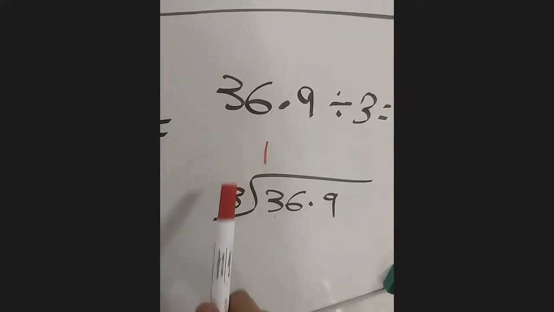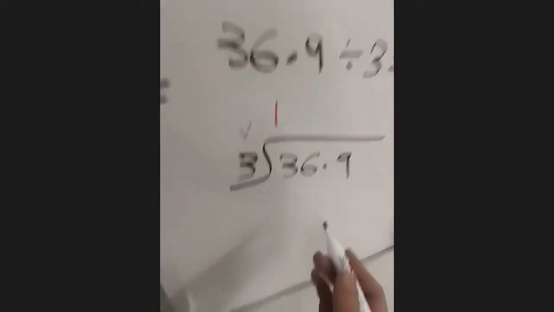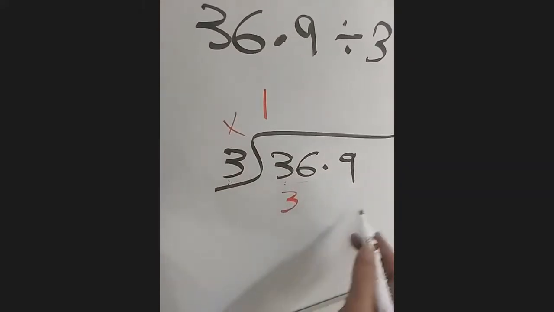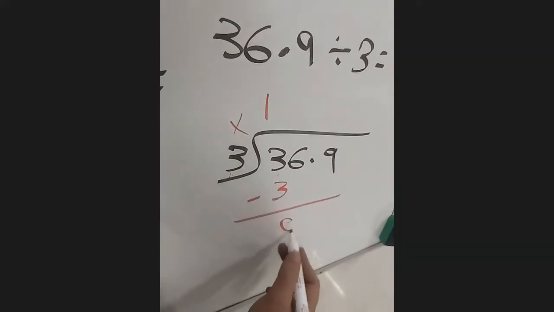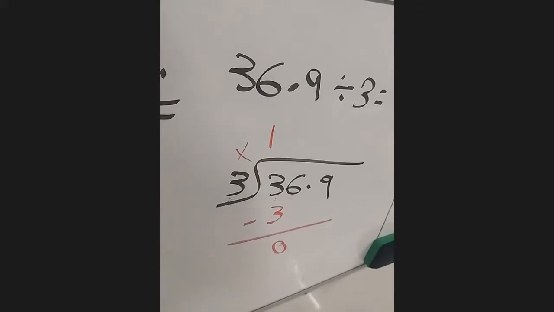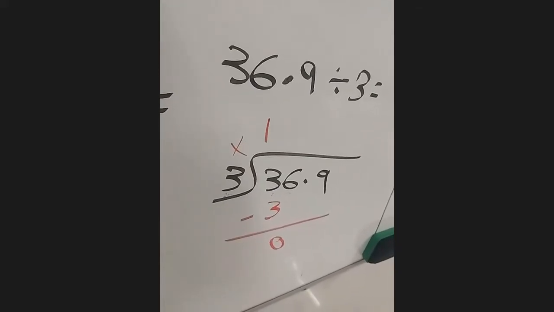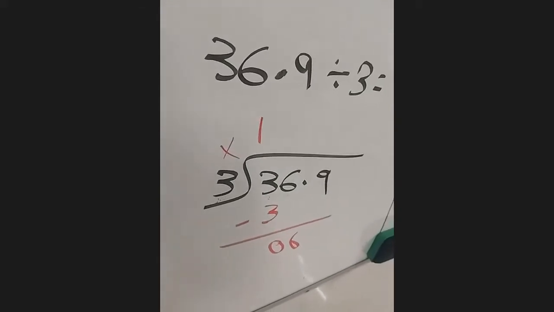Now 1 multiplied by 3, how much? 3. We put a 3 under 3. We know that, right? Now we subtract. 3 minus 3, how much? 0. Then what will we do? Bring the 6 down. Now we'll do the same steps.